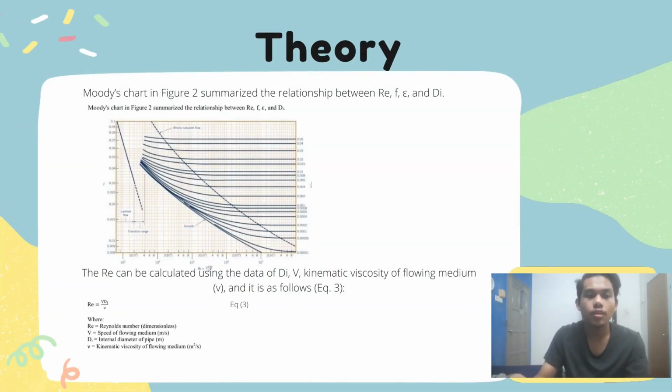As you can see here, figure 2 shows the Moody chart to summarize the relationship between Reynolds number, coefficient of pipe friction, the pipe roughness, and the internal diameter. So before finding the Reynolds number, we can use this formula, which is the Reynolds number equals the speed of the flowing medium times the internal diameter of the pipe, divided by the kinematic viscosity of the flowing medium.